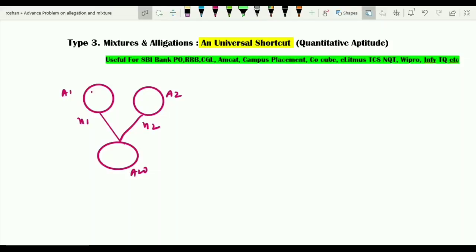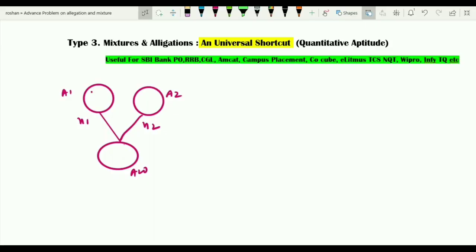I welcome all of you for the third type of problem of alligation mixture. I hope you are aware that this is a universal shortcut because you can use it in multiple topics of quantitative aptitude. On top of it, this can be used in almost all the examinations of quantitative aptitude. Before we talk about the third type, let me give you a brief idea of what we covered in type 1 and type 2.